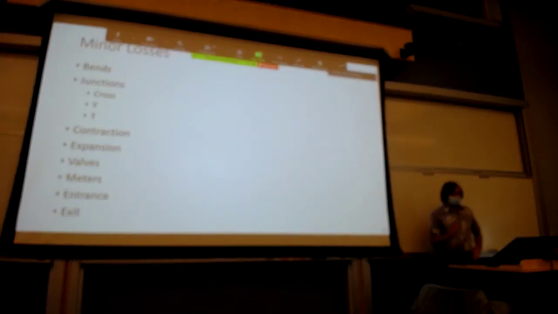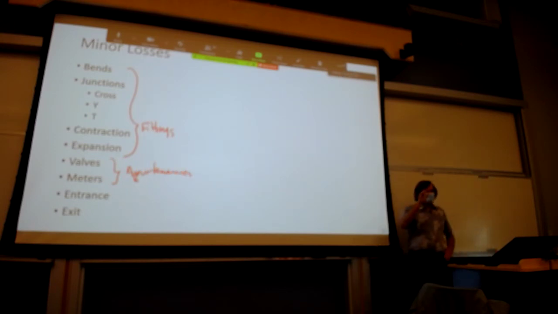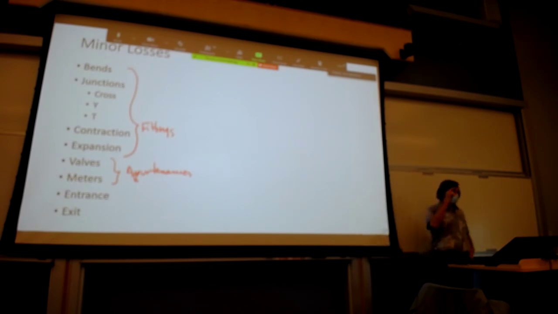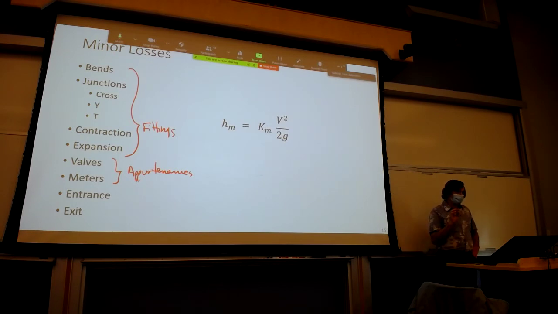So minor losses are either, these are fittings, and these are appurtenances. So, again, anytime you change the magnitude or direction of the velocity vector, you get a minor loss. The minor losses are all calculated this way. And if you have your textbook, it should be on page 270 of your textbook. It'll be on the next page.